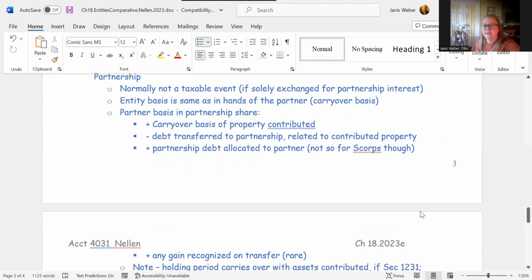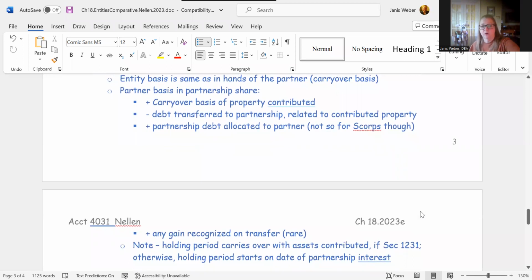And the partner's basis in the partnership share, this is just a reminder from what we learned in that chapter about partnerships. You start with the carryover basis that was first contributed. And then if the individual had a loan against the assets transferred into the partnership and it transferred in as well, that would reduce the basis that is moving into that partnership. So if you had a property carried on the books at 100,000 and a loan against it for 60, then the net that you're putting into the partnership is just the 40. The total, the carryover basis minus the debt that you were just released from.